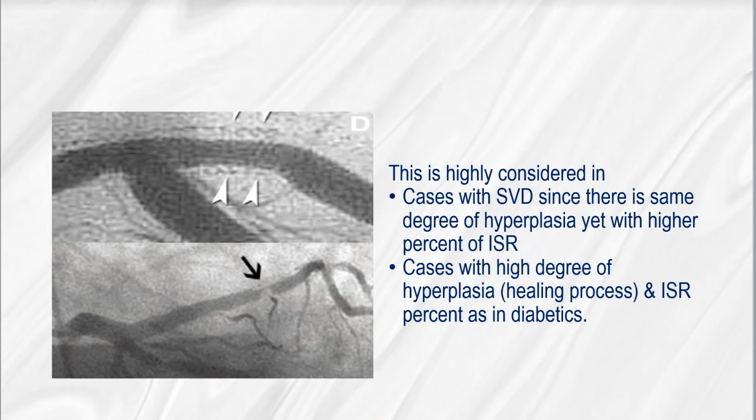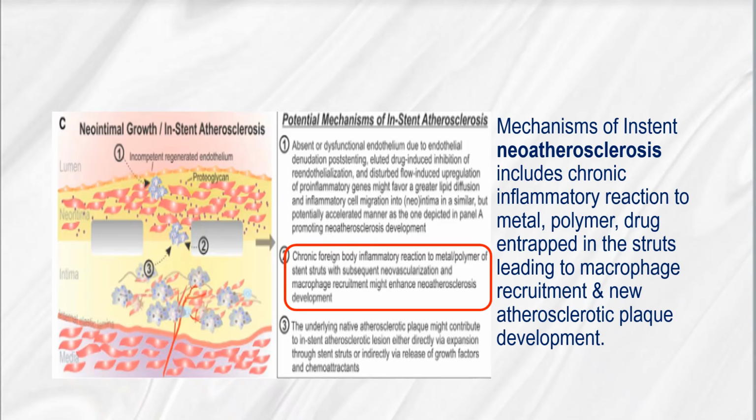This is highly considered in cases with small vessel diameter arteries, since there is the same degree of hyperplasia yet with a higher percent of in-stent restenosis, or cases with a high degree of hyperplasia, healing process, and in-stent percent stenosis, as in cases of diabetes. The most common cause of late in-stent restenosis is in-stent neoatherosclerosis.